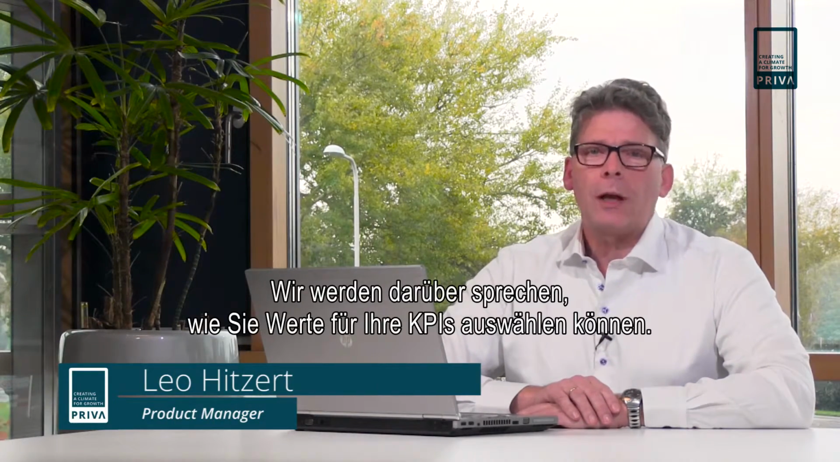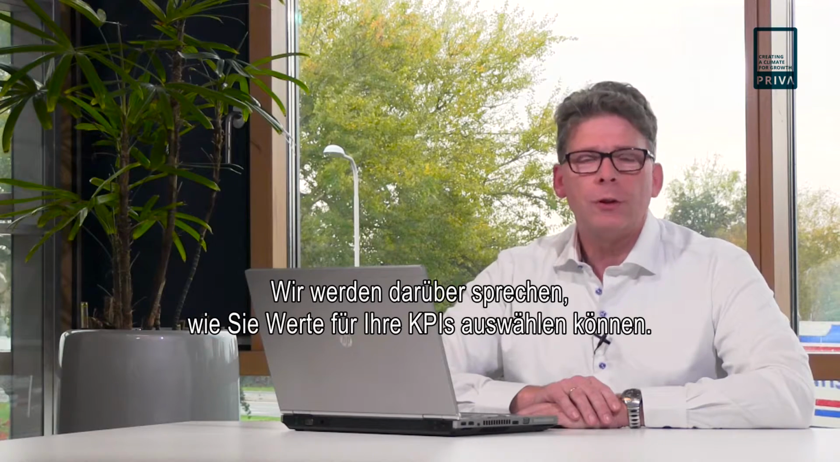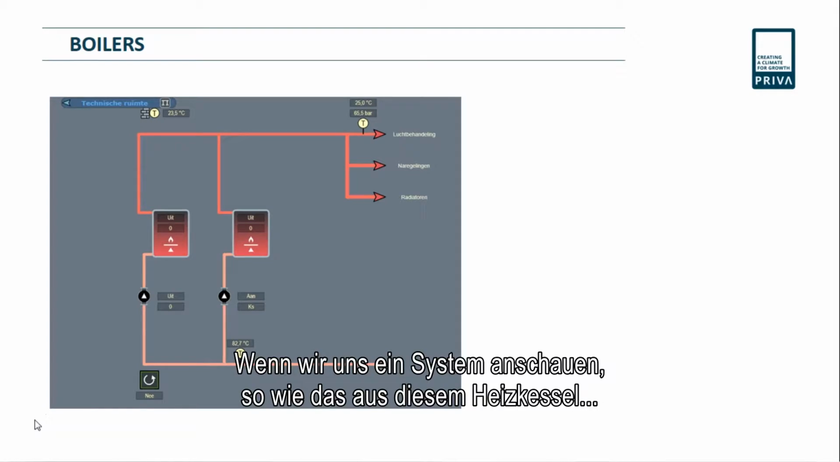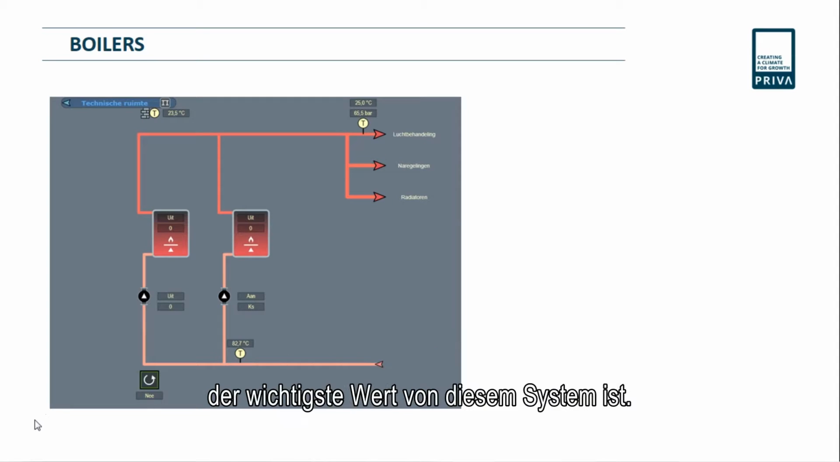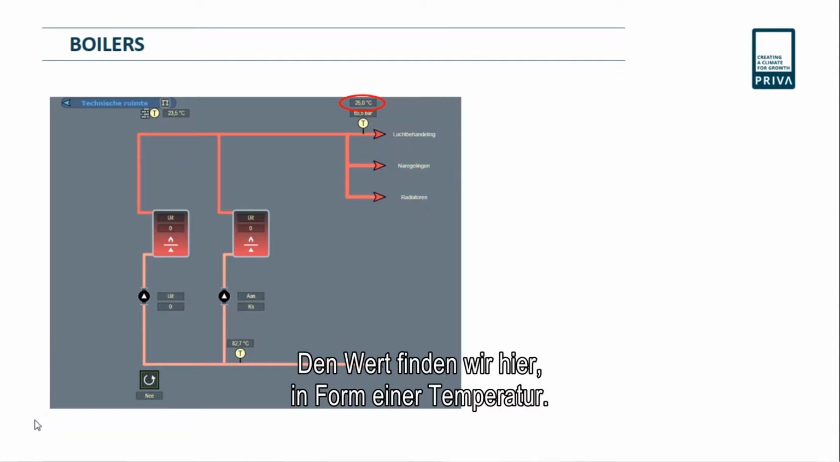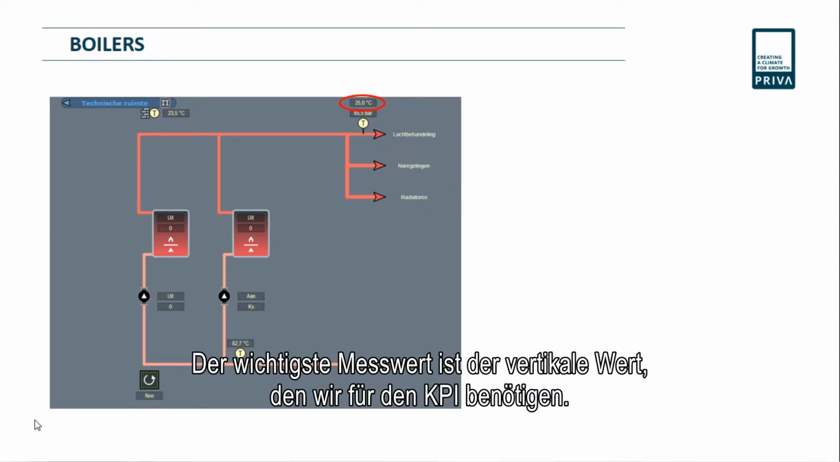In this video we would like to talk about how to choose the values in a KPI. If you look at a system like this one here, this is a boiler, then we know that the supply temperature that comes out of the boiler is the main output of this boiler system. So we find the output up here. In this case this is the temperature. So this is the main value. Let's call this the vertical value that we need in the KPI.